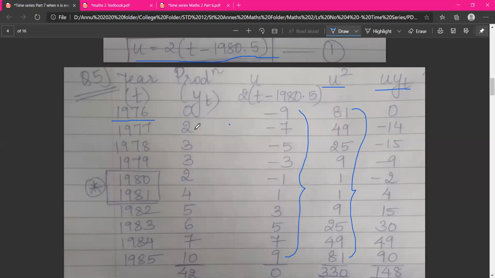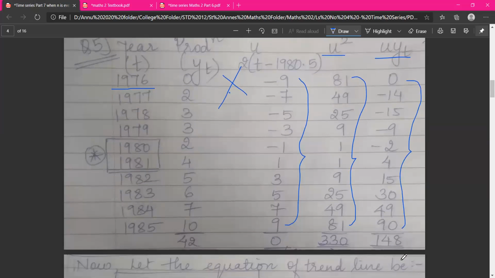Then you can multiply column number 2 and column number 3. So that is u into yt. So 0 into minus 9, 0. 2 into minus 7, minus 14. 3 into minus 5, minus 15. In this way you will get u into yt.